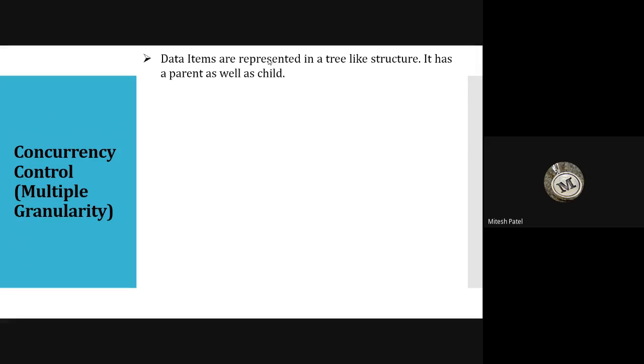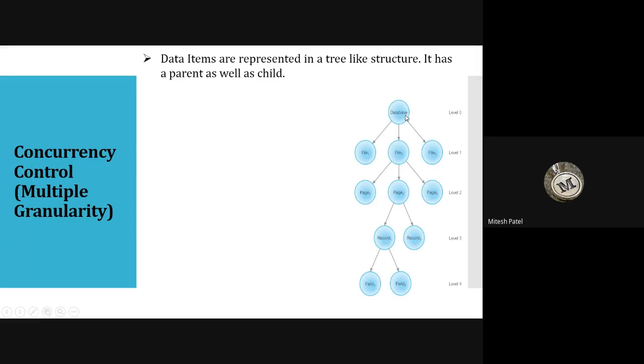One root node is there. After that, it has some children, and those have children too, like this tree structure. Here at level 0, the database is there. After that, file 1, file 2, and file 3 are at level 1, as children of the database, and file 2 has three children, page 1, page 2, and page 3 at level 2. Again, page 2 is divided into record 1 and record 2 at level 3, and record 1 is divided into field 1 and field 2.